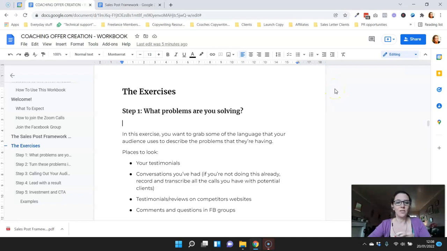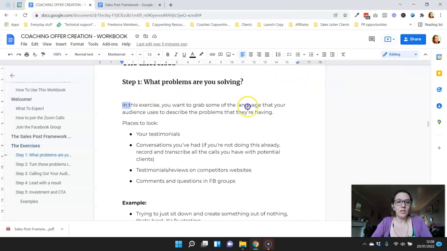Okay, so the first thing we're going to do in this exercise is to find some problems that your audience is having that you can solve with your offer. And the way you want to do this is you can brainstorm, absolutely, if you prefer to do it that way. But what I do recommend doing is to actually try and find the language, try and find what your audience is saying about the problems that they're having.